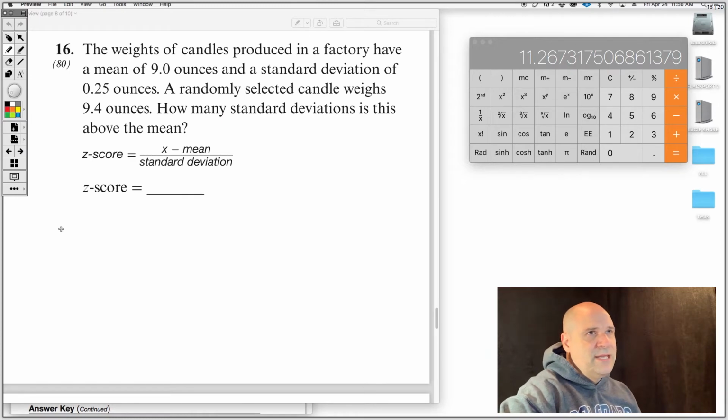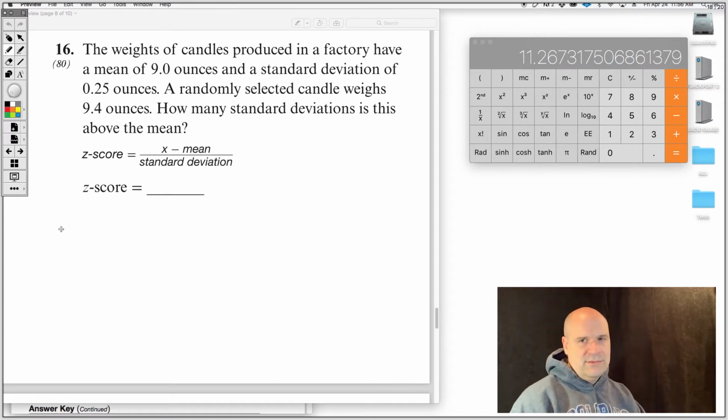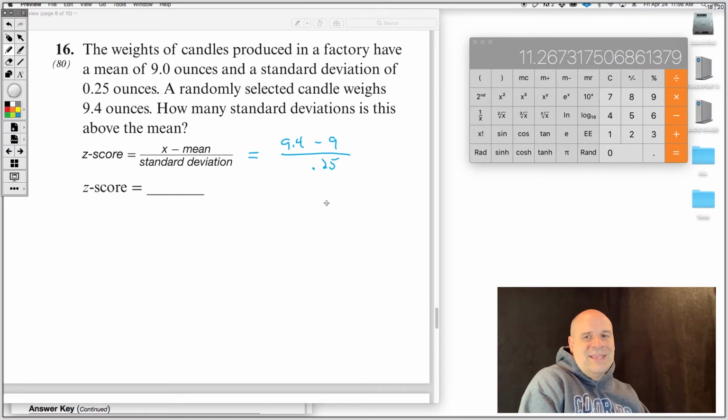All right, number 16, the weights of candles produced in a factory have a mean of 9.0 ounces and a standard deviation of 0.25 ounces. A randomly selected candle weighs 9.4 ounces. How many standard deviations is this above the mean? It gives us a z-score. Remember, our z-score is basically how far something is away from the mean. So z-score equals x, which is 9.4, minus the mean, which is 9, all divided by our standard deviation, 0.25. It gives us all the information in the problem. We're just plugging and chugging. So this is 0.4 divided by 0.25. How many 0.25s go into 0.4?